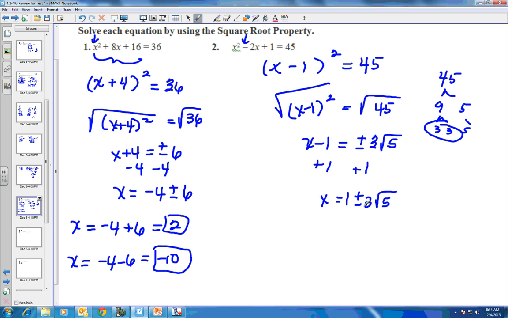So is there anything else I can do to this? Can I add anything together or anything? Nope, because of that radical. So that's my answer. All right, number 3.